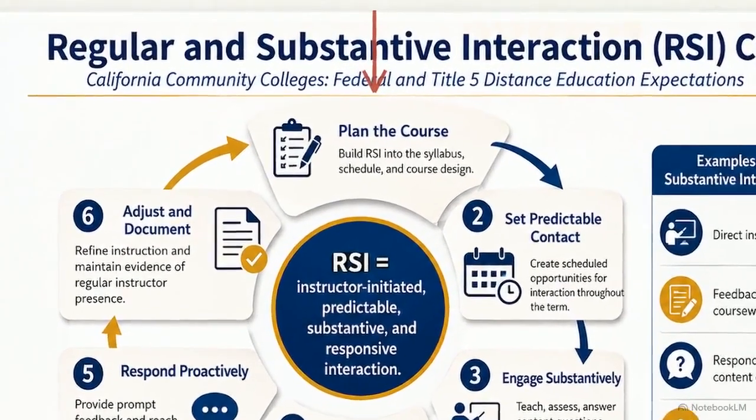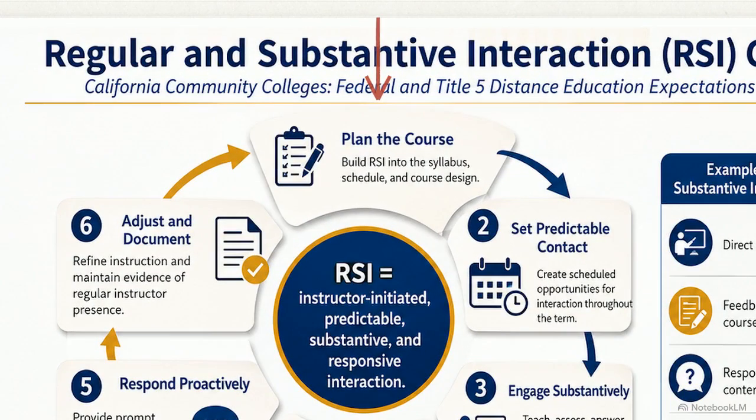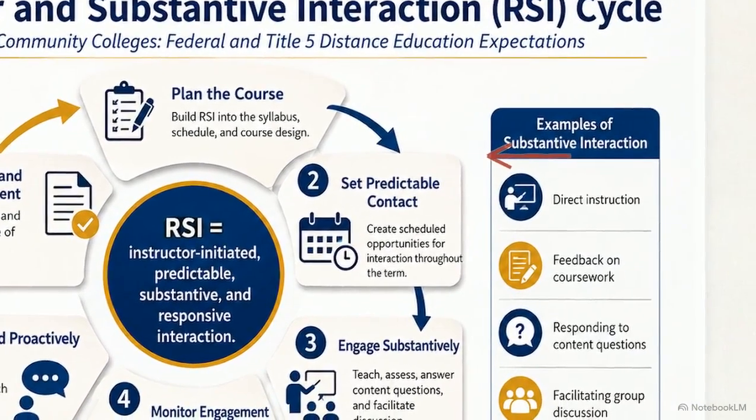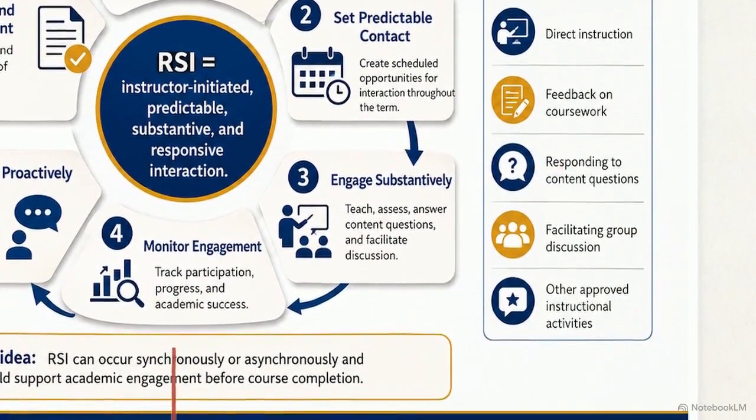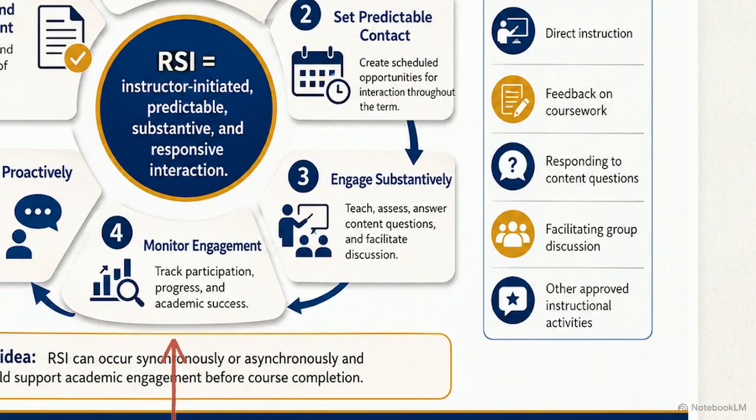The cycle begins with planning. You build RSI into your syllabus and course design, then set a schedule so students know exactly when to expect your feedback and presence. During the term, you use your toolkit to engage students substantively while tracking their progress and participation through your course dashboard.